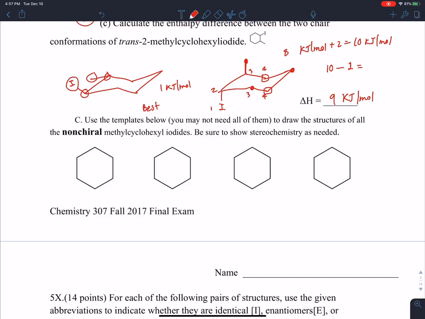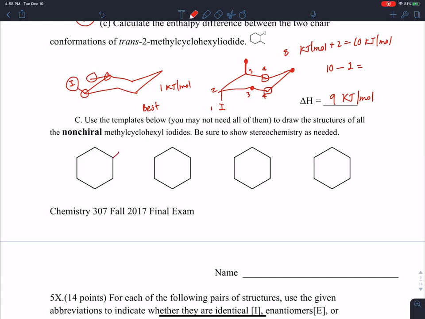Okay, moving on. Using the templates below, you may not need all of them, draw the structures of the non-chiral methyl cyclohexyl iodides. So I just have a methyl and an iodine on my ring. Be sure to show stereochemistry. Since a methyl and iodine are 2 different things, I can't really make meso compounds. If they were both methyl, then you could make meso compounds, but right now we can't.